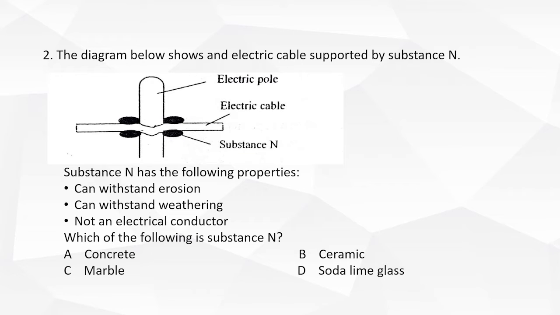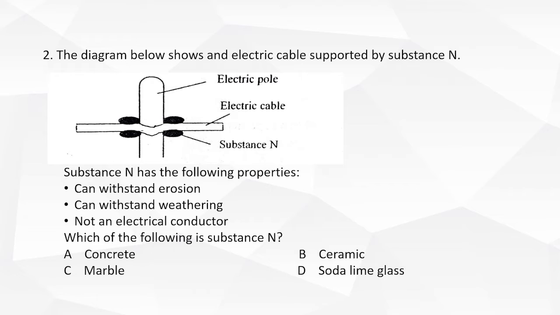Next, proceed to question 2. The diagram below shows an electric cable supported by substance N. As you can see in this diagram, substance N is playing an important role for supporting the cable, and we usually can see this pole on the roadside. The question states that substance N has the following properties: can withstand cold erosion, can withstand weathering, and not an electrical conductor. Which of the following is substance N? A, B, C, or D?